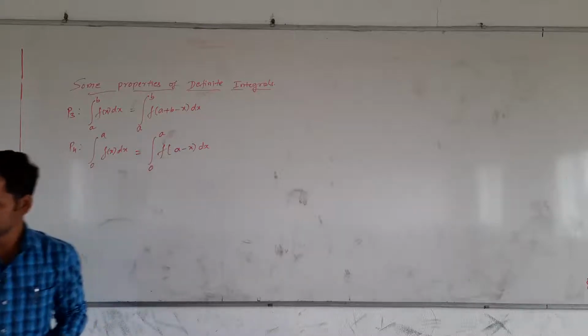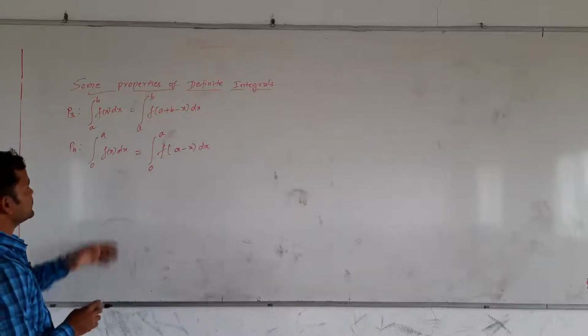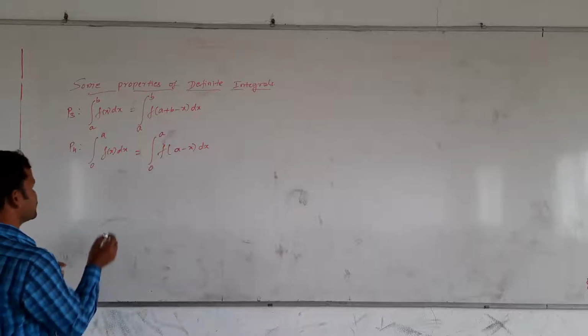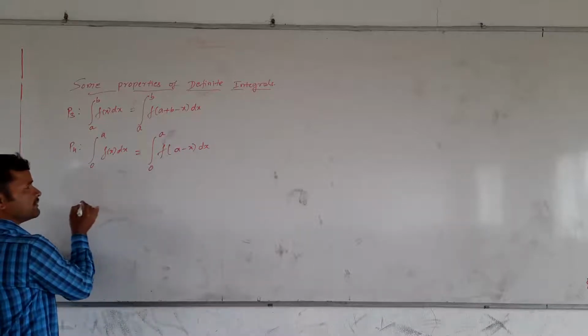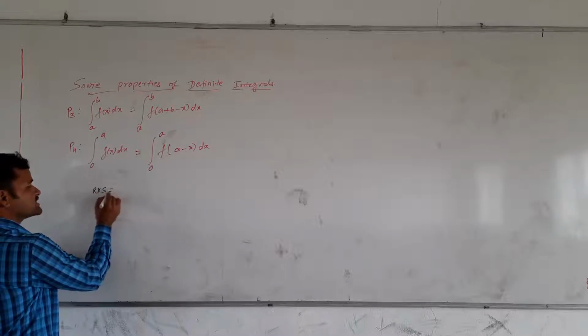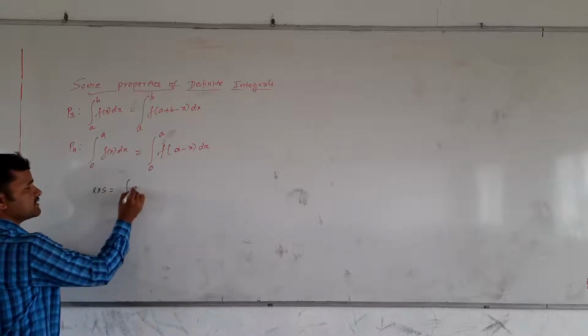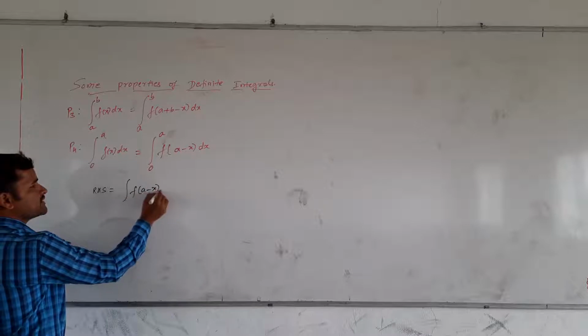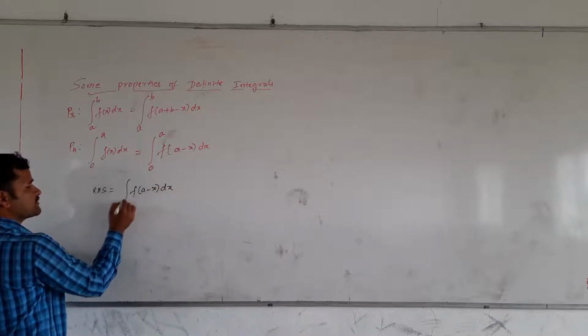Let us do it. Property P4. Anyhow it is a particular case. Okay. To prove property P4, same way what I do, I will take RHS here. RHS is integral of f of a minus x with respect to x from 0 to a.